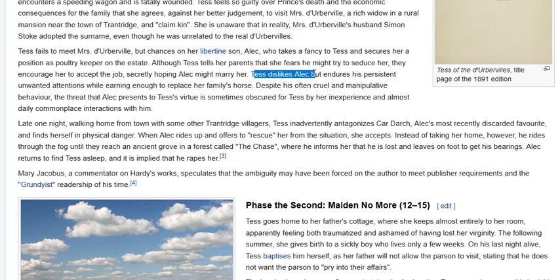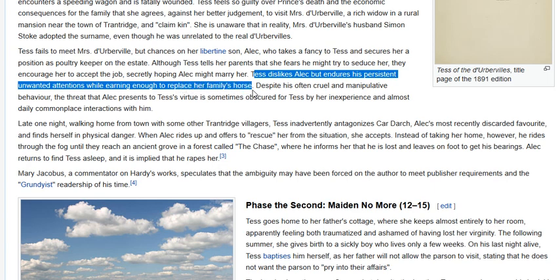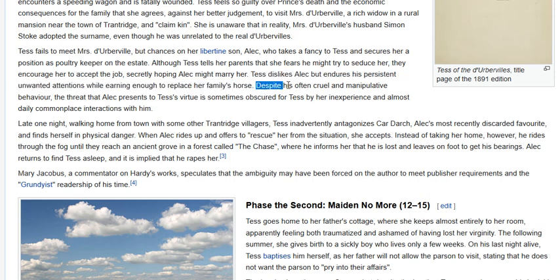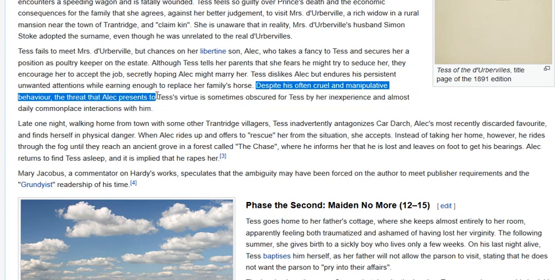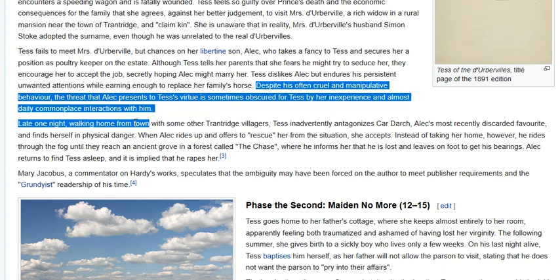Tess dislikes Alec but endures his persistent unwanted attentions while earning enough to replace her family's horse. Despite his often cruel and manipulative behavior, the threat that Alec presents to Tess's virtue is sometimes obscured for Tess by her inexperience and almost daily commonplace interactions with him.